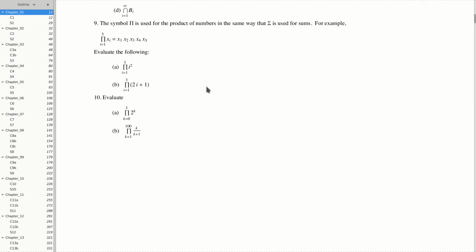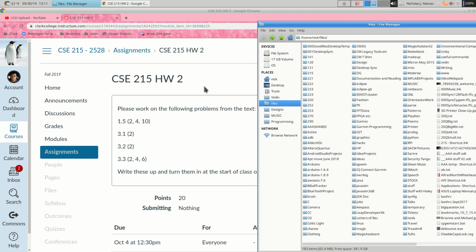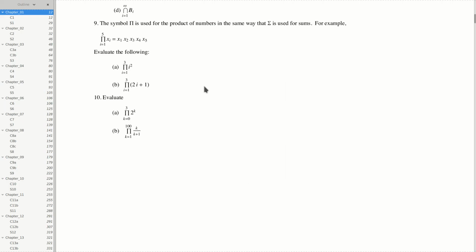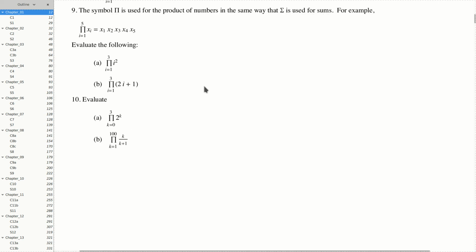And then question 10. Did I really give you question 10? Interesting. Yeah, I did. Oh yeah, I remember that. Okay. Part a is straightforward. Part b, don't multiply 100 things together on your calculator. Okay, that's too much work. Be lazy. Think about how you can do this with less work. So, product from k equals 1 to 100 of k over k plus 1.